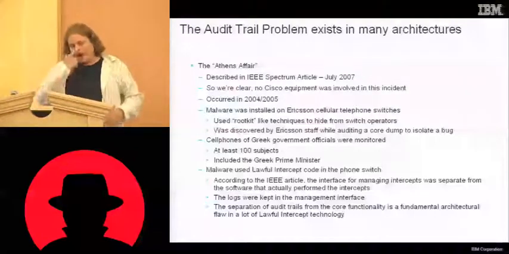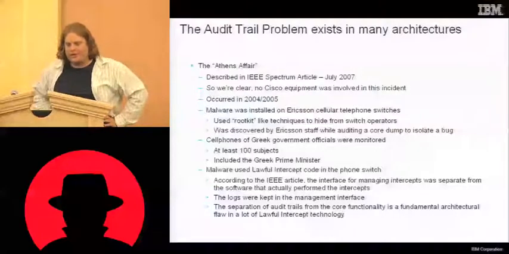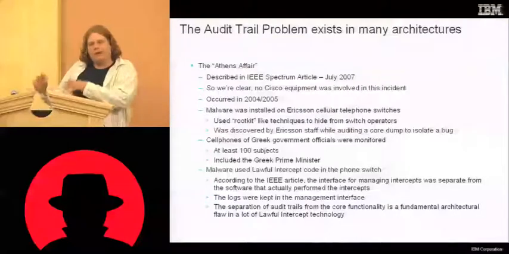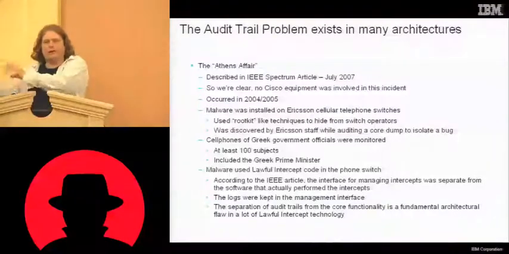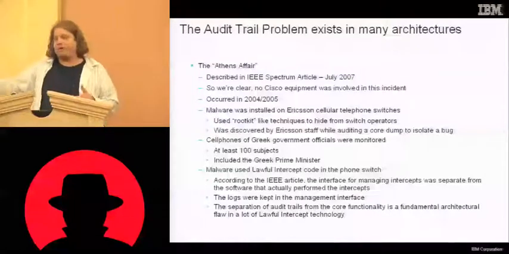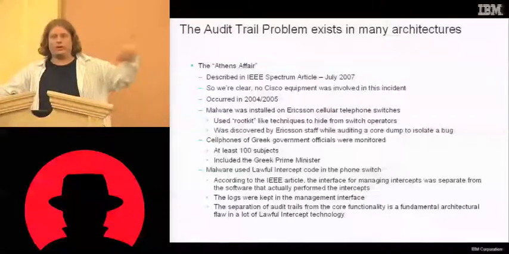And so what happened is that someone got a rootkit installed on the actual cellular phone switch, and that rootkit accessed this interface for wiretapping, and it could do so without generating any audit trail because the audit trails were all over here on the provisioning device, which it never touched.